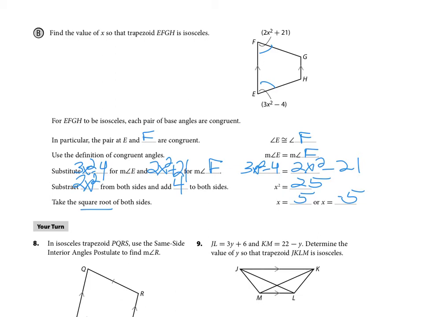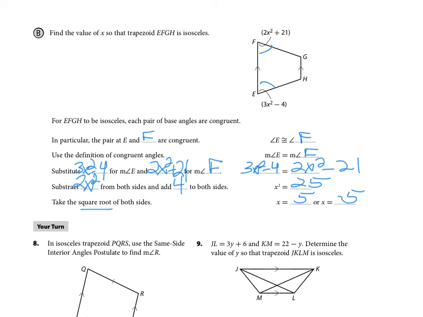So let's look at the diagram. If we're plugging in x back into these expressions for angle F and angle E, the question is, does 5 and negative 5 both make sense? Well, I hope you can see that because x is squared in both of those expressions, either one of those answers would work. Okay, you're going to go ahead and do next.